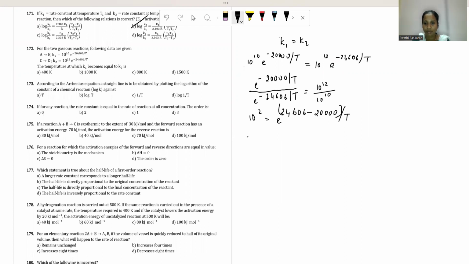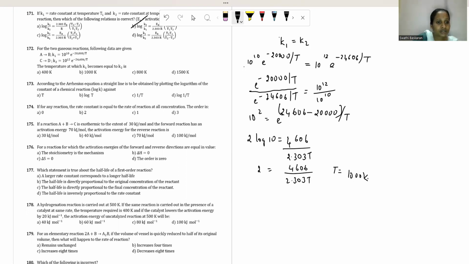Now applying log, it will become 2 log 10 is equal to the difference of 24,606 and 20,000. So directly we will take the difference. What is the difference? 4,606, right? So you will get 4,606 divided by 2.303 T. Now 2 log 10 is nothing but just 2, because log 10 is 1. So 2 is equal to 4606 divided by 2.303 T. When you take T to the other side, T is equal to 1000 Kelvin.